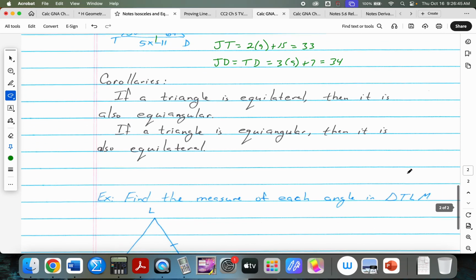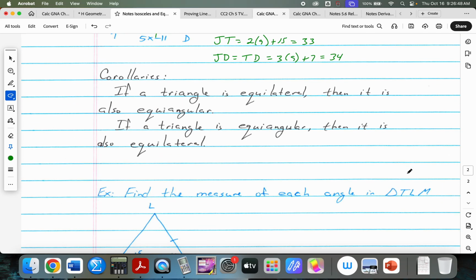Now, a couple of corollaries that come from this. What if instead of knowing that just two of the sides were equal, all three of the sides were equal? Well, then you could call any two sides the legs and any side the base. And so they're all bases, and so all the base angles are going to be congruent to each other. So that's why if a triangle is equilateral, it is also equiangular. And vice versa. If a triangle is equiangular, it must then also be equilateral.